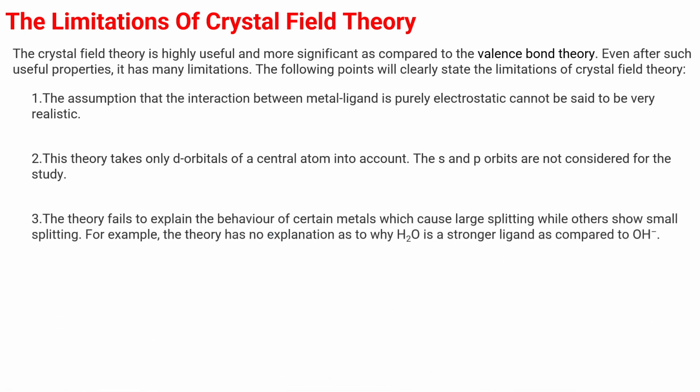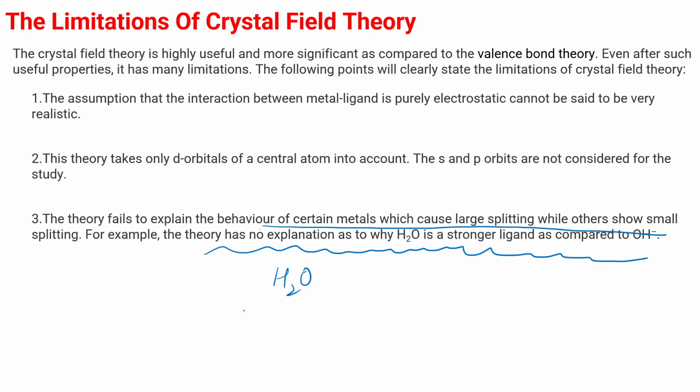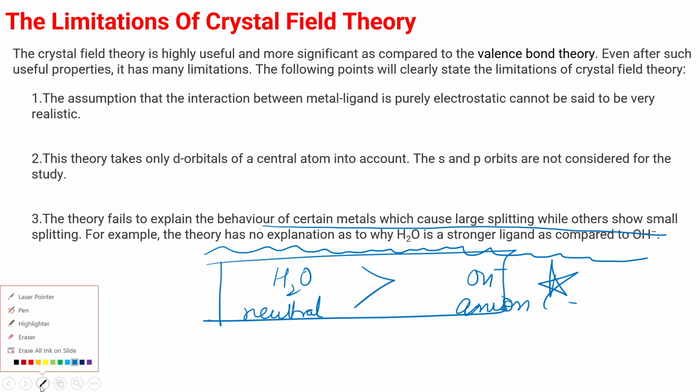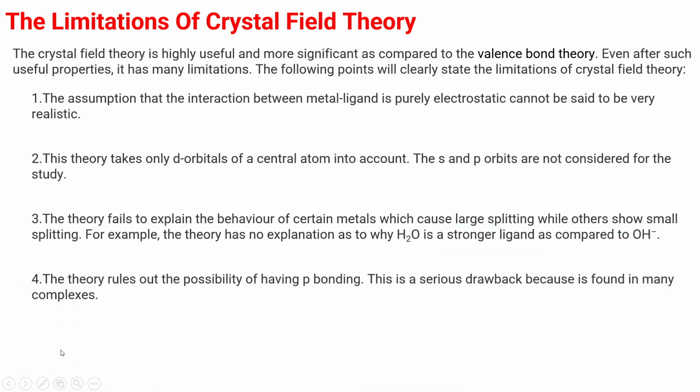The third limitation is that it cannot explain the behavior of certain metals which cause large splitting while others show small splitting. For example, there is no explanation why H2O is stronger as compared to hydroxide. H2O is a neutral ligand. Hydroxide is an anionic ligand. An anion should repel an electron more than a neutral ligand, so why is H2O a stronger ligand than hydroxide? They couldn't explain it.